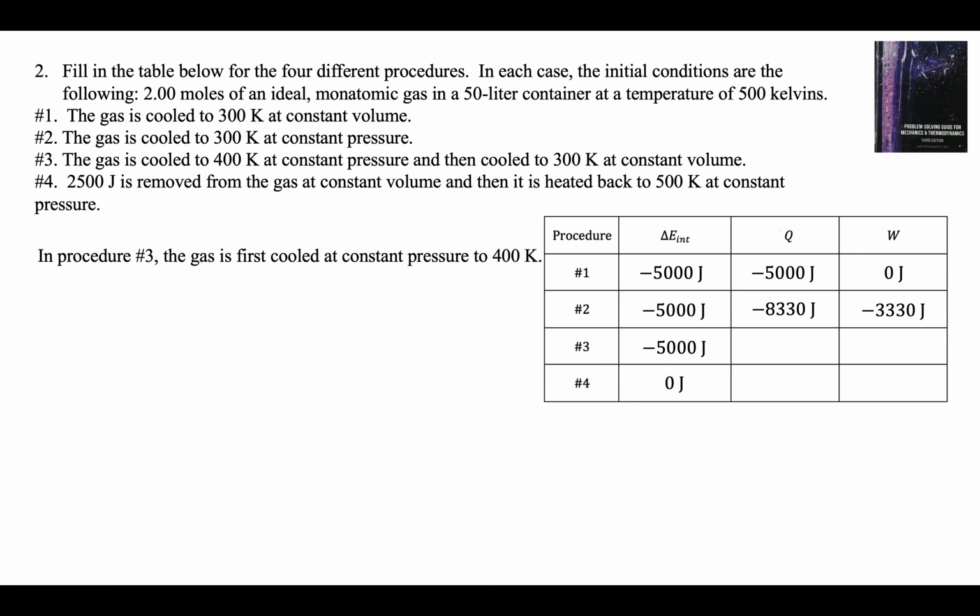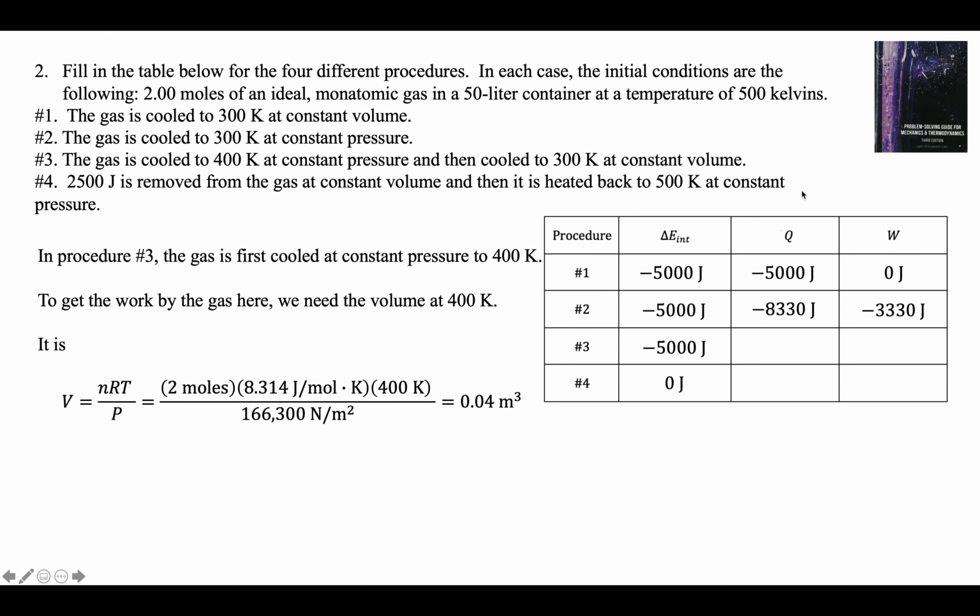Number 3 is 2 steps. First, cool at constant pressure to 400. Let's think about that. There's work done here. It's constant pressure. The volume's changing. We need the volume at 400. So we put in the temperature of 400. We know the initial pressure.